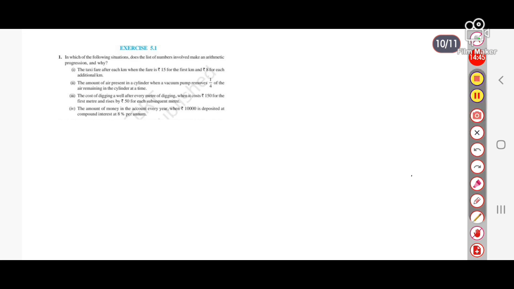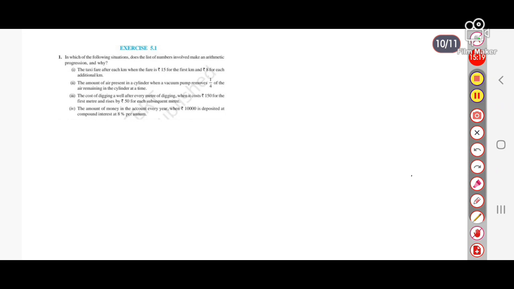Now, third subdivision: the cost of digging a well after every meter of digging, when it costs 150 for the first meter and rises by 50 for each subsequent meter. Okay, so what is the difference between the third subdivision and the second subdivision? In the third subdivision, subsequently they are digging more and more meters deep, right? They have given that for subsequent meters they are digging more and more. They haven't given the end point, but they are repeating it.